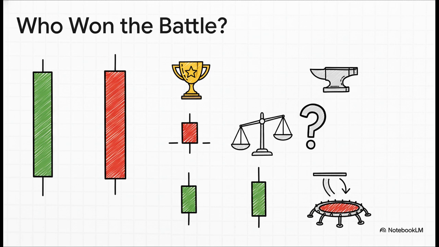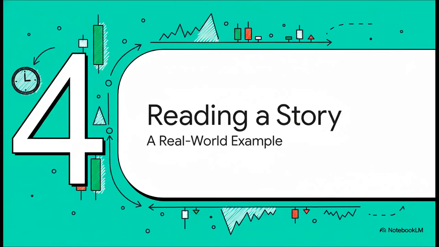And the wicks? The wicks tell the most dramatic part of the story. A long upper wick means buyers tried to push the price way up, but sellers swarmed in and beat them back down. A long lower wick? That shows sellers tried to sink the price, but buyers drew a line in the sand and defended that level. It's all right there.